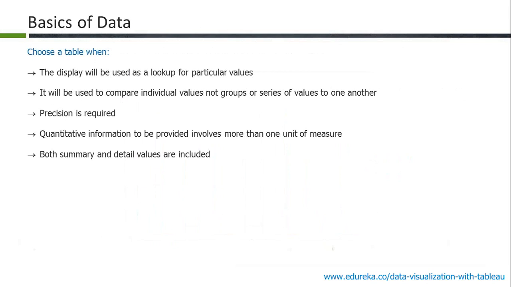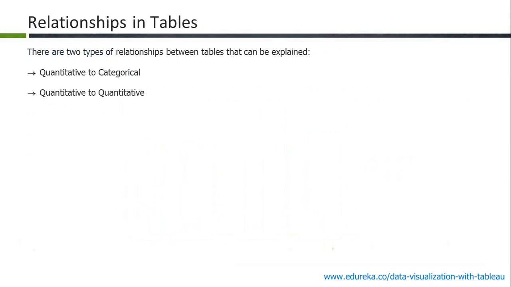Basics of data. As I told you, you should only choose to make a table, not a graph, when you will use it for lookup of particular values; when you want to compare individual to individual, not group or aggregate on a certain level; when a very high level of precision is required; when quantitative information to be provided involves more than one unit of measure, that is, if you wanted to show me sales across time, across date, along with profit and so forth; and when you require both summary and details.